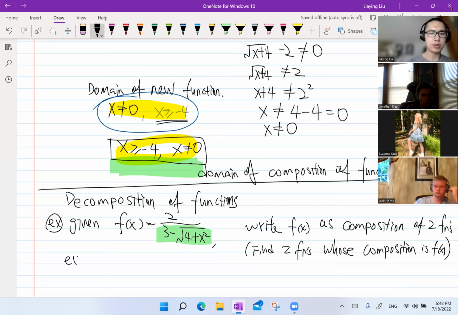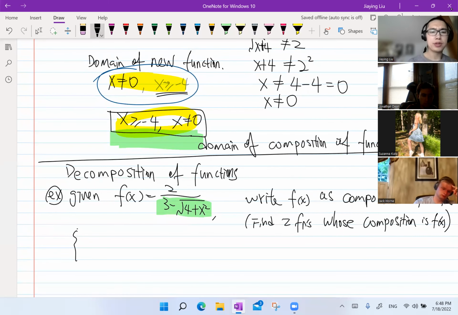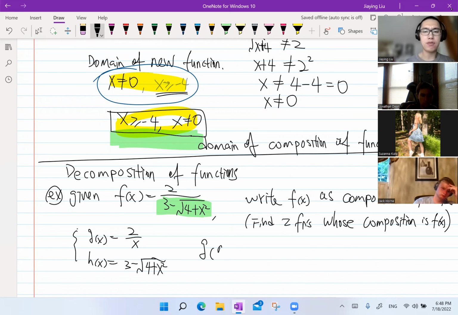So for example, the first set is going to be g of x is equal to 2 over x, and h of x is equal to 3 minus square root of 4 plus x squared. And if we take g of h of x, if we take h of x and put it into g of x, to replace the x there, then we end up with f of x.